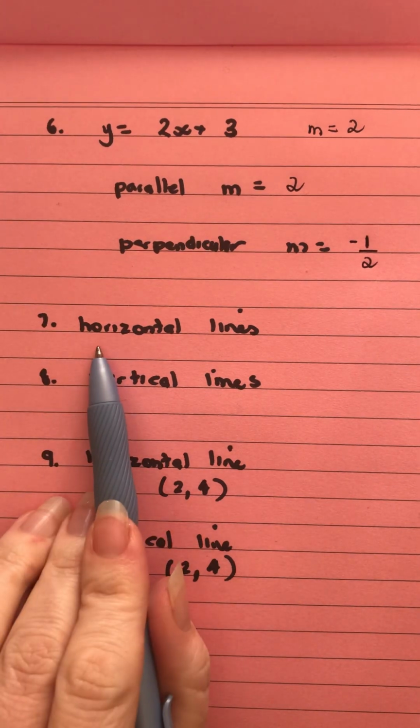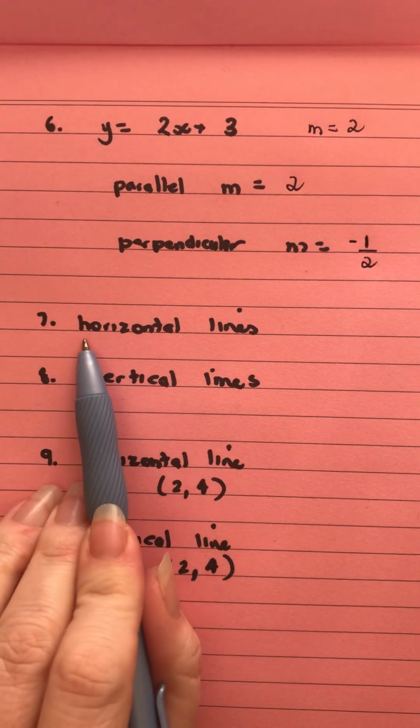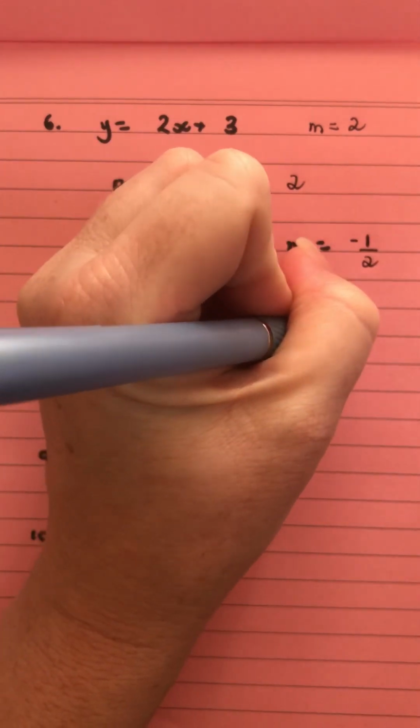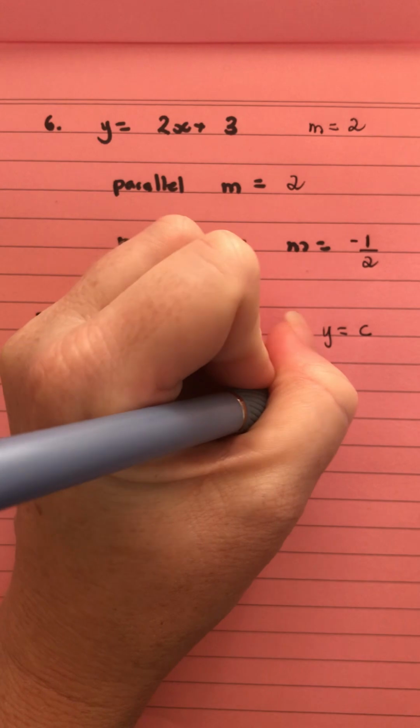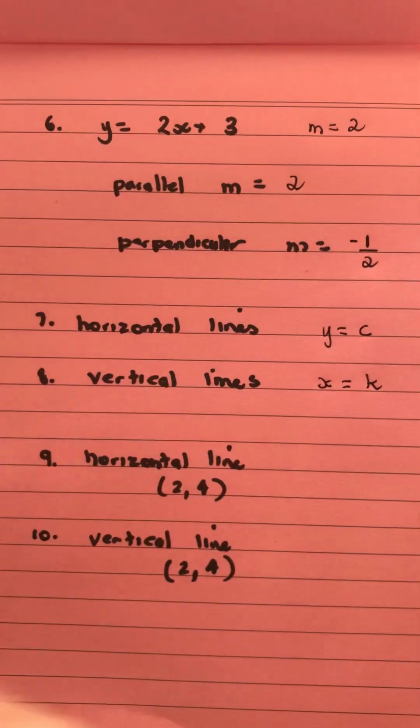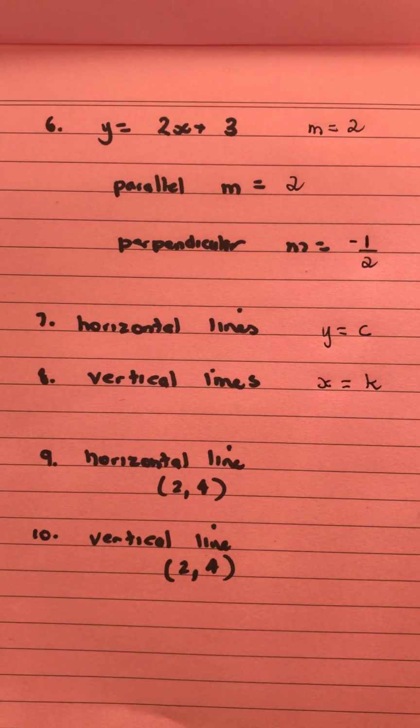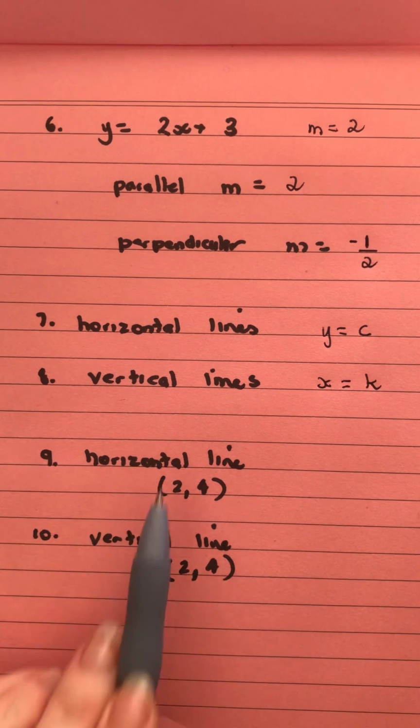Then we moved on to some horizontal and vertical line work. So for horizontal lines, they always have the format of y equals c, and our vertical lines always have the format of x equals k, or you can put in any letter. It's basically whatever value that we have for x, that's the number we're going to sub in there. So a couple of questions using that.